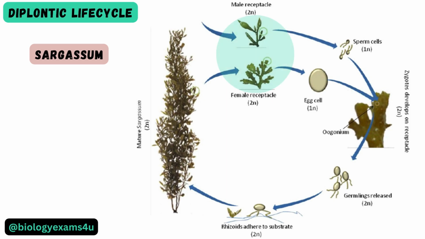The male gamete and female gamete fuse to form the zygote, and the zygote later forms a germling with flagella, which swims in water, attaches to a suitable substratum using rhizoids, and finally gives rise to the sporophytic plant again. As you see in this life cycle, the only haploid phase is in gametes. So gametes are the only haploid structures. This is a life cycle where the diploid phase is dominant, therefore called the diplontic life cycle.